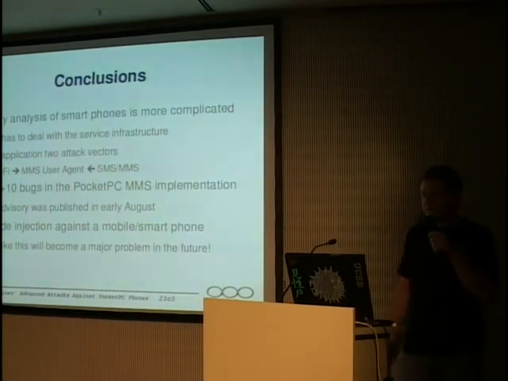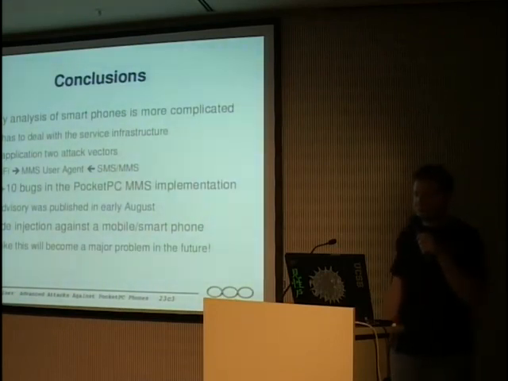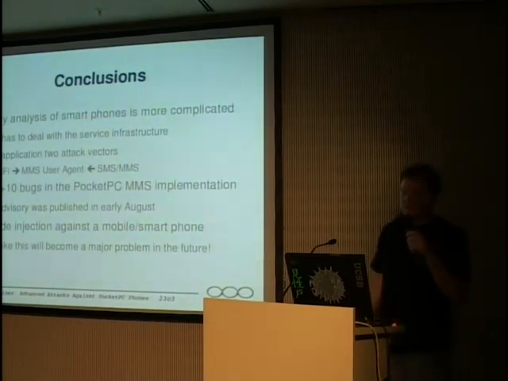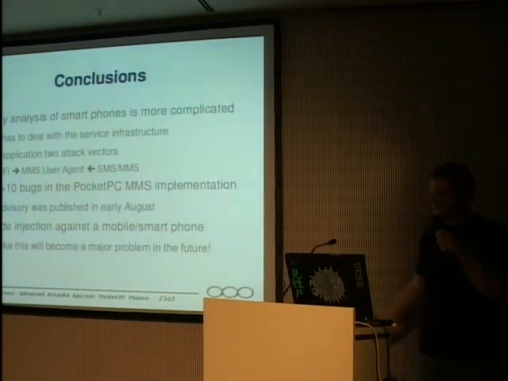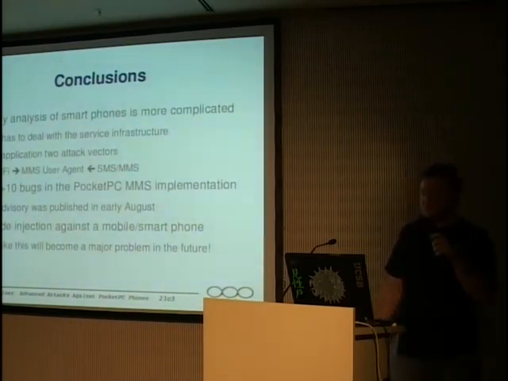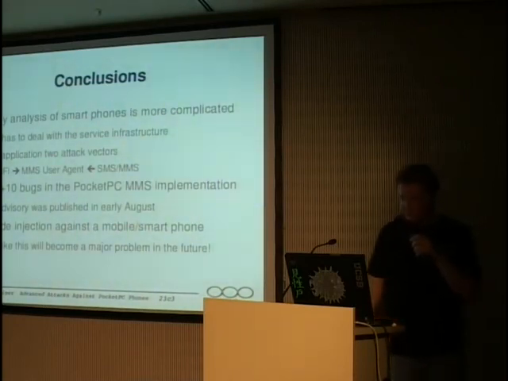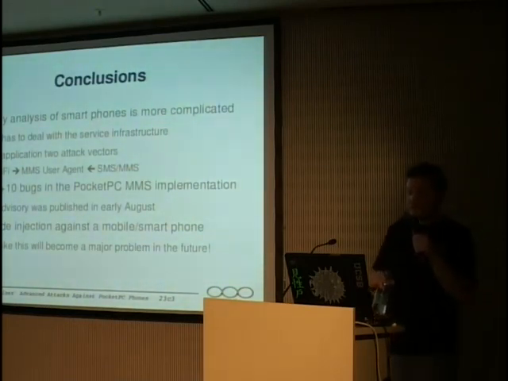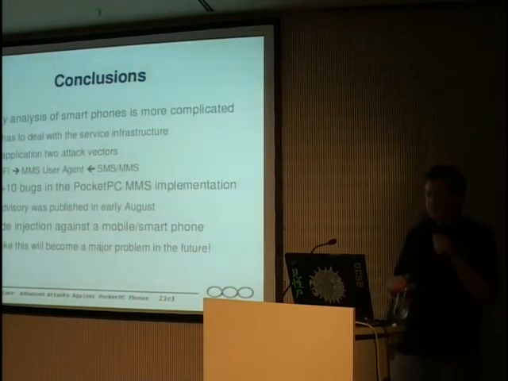We found like 10 bugs, or more, depending on how you see it, whether it's another bug or the same bug in another message. And as far as we know, it's the first code injection and execution attack against the mobile phone. If we see more stuff like that, it will be a real pain in the ass if you constantly have to worry about your phone getting a worm.